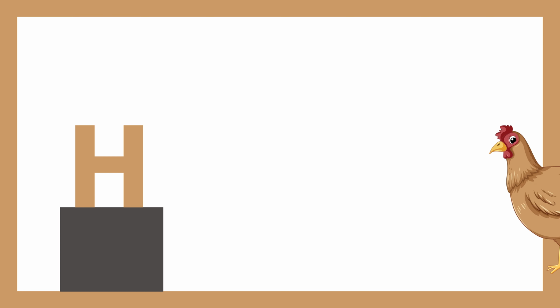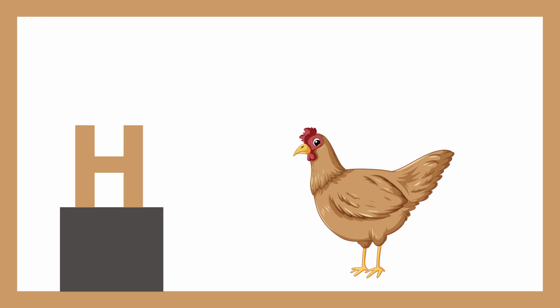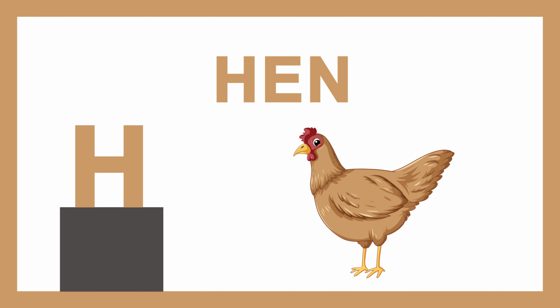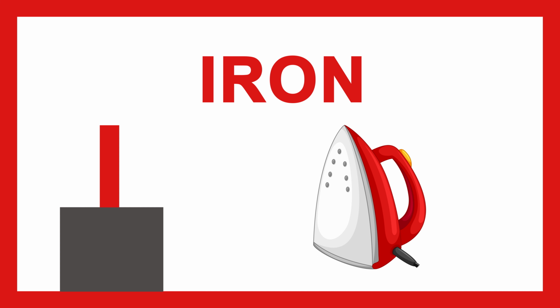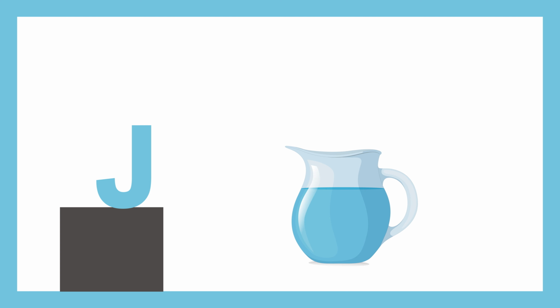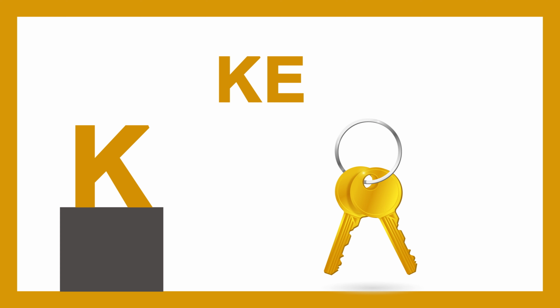H for hen. Let's spell it. H, E, N. Hen. Next letter is I. I for iron. Let's spell it. I, R, O, N. Iron. Next letter is J. J for jug. Let's spell it. J, U, G. Jug. Next letter is K. K for key. Let's spell it. K, E, Y. Key.